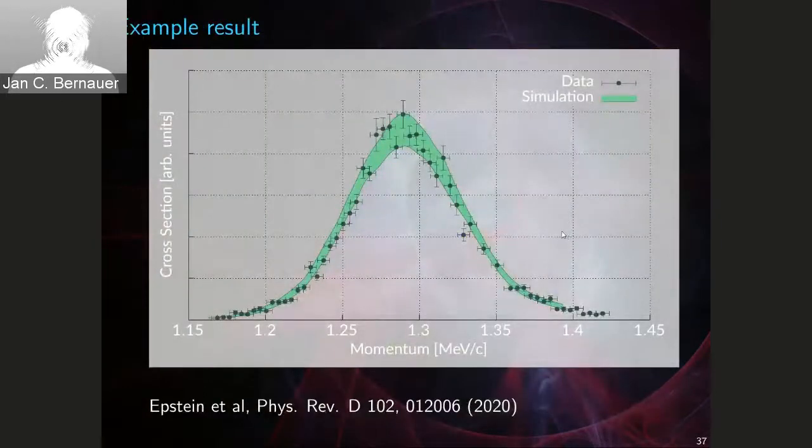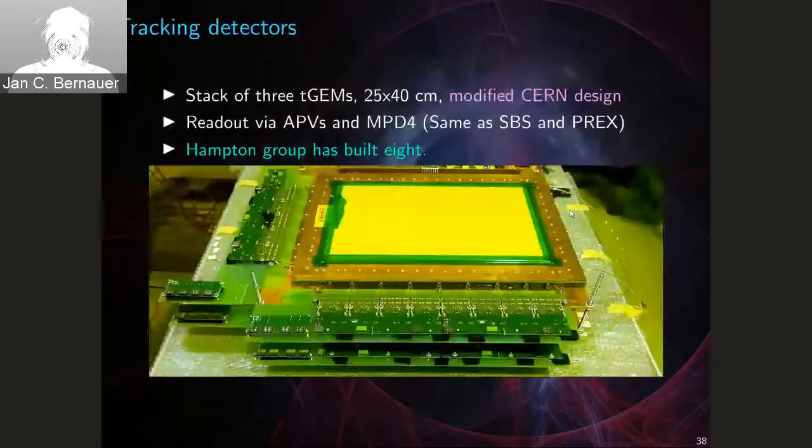And this experiment actually produced some nice results, which are now published in a journal, just recently went through. So that's one shot of the data sets there, but there are more. The GEMs follow the CERN design somewhat modified, which makes the stretching easier, and they are not glued together, so they can be repaired. The readout is with APVs and MPD4s, the same as SBS is using, or PREX.